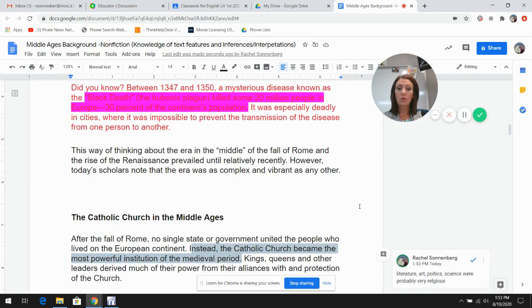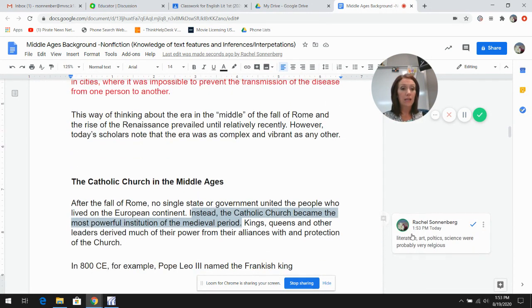So you can continue reading, highlight, and make your comments. You need 1 highlight per paragraph and 5 inferences throughout. Do the best you can. If they're not perfect, I completely understand. I will try to give you some feedback or point you in the direction. The goal is, what did you think as you read it? And it's a good practice.